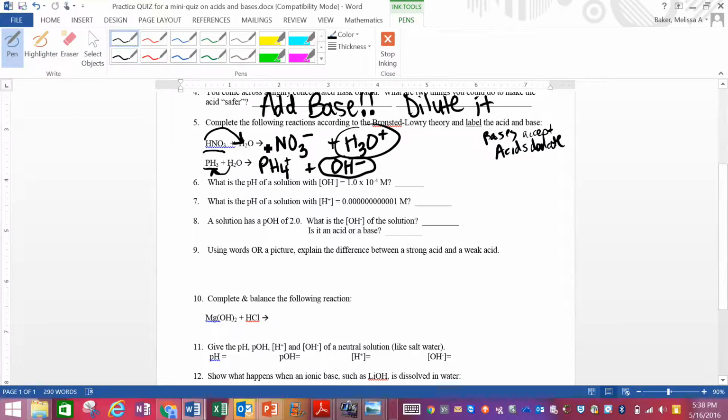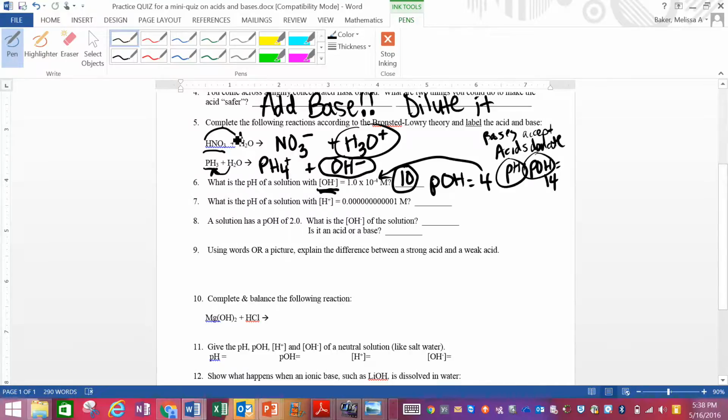Number 6. What's the pH of a solution if the hydroxide ion concentration is 1 × 10⁻⁴? Well, that means that the pOH is 4 because it will match that exponent. It's a logarithmic relationship. And since you know that pH plus pOH always equals 14, if the pOH is 4, that means the pH must be 10. So that's the answer to number 6.